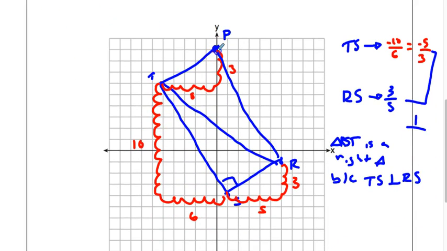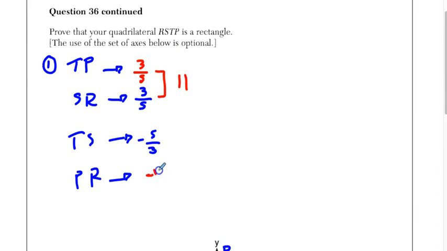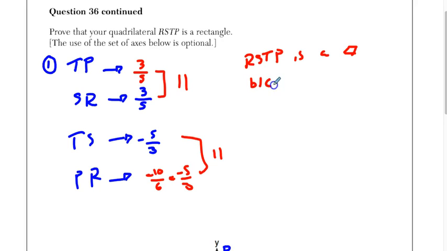And then P to R, well, we can count that. 1, 2, 3, 4, 5, 6, 7, 8, 9, 10. And then 1, 2, 3, 4, 5, 6. 10 and 6. We went down, so that's negative 10 over 6, which reduces to negative 5/3. Look at that, these are parallel. So step 1, we state that RSTP is a parallelogram because opposite sides are parallel.